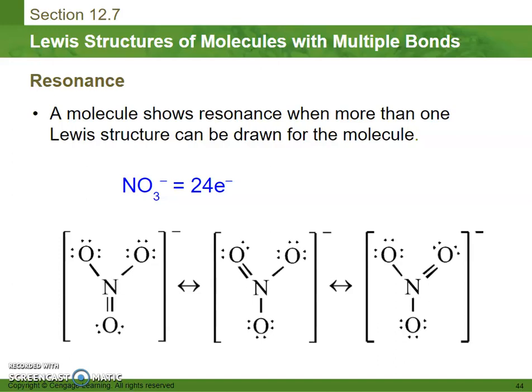Resonance is when a molecule has more than one Lewis structure that can be drawn for the molecule. So NO3- can be drawn these 3 ways because it has one double bond with oxygen, but it can have it with each of the oxygen atoms. It can't have the double bond with all of them at one time, but it can have resonance like this.